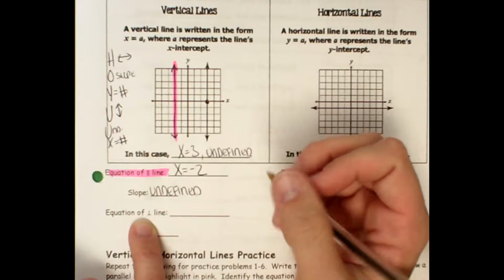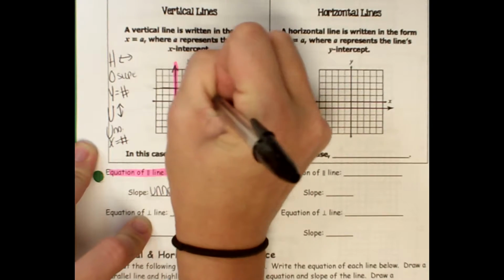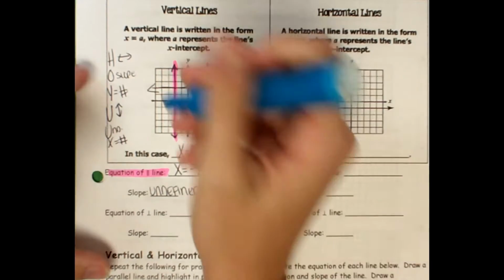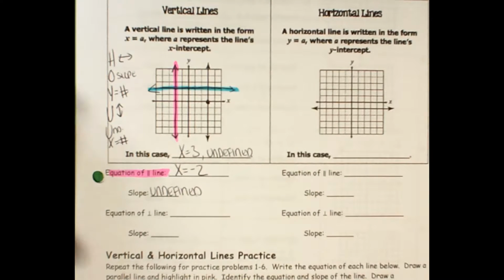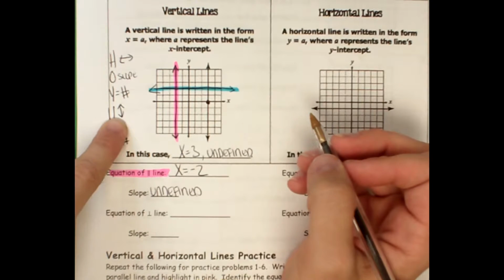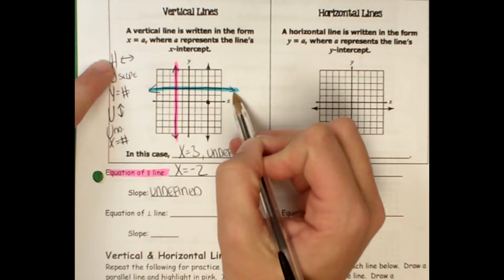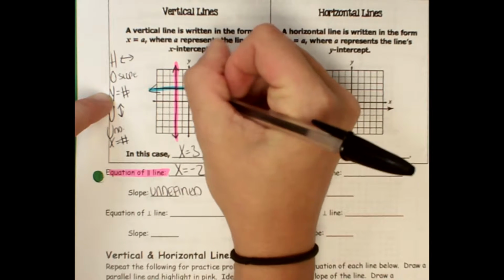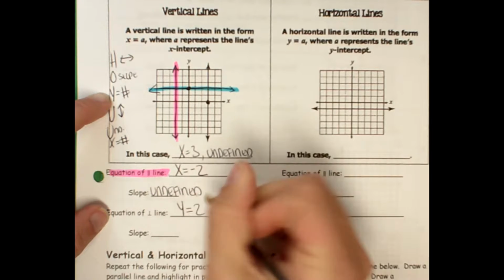So what about a perpendicular line? We'll draw a perpendicular line to your vertical line. Then I'm going to highlight that one in blue. So there's my vertical line. Well, sorry, this is a horizontal line. I'm sorry. A horizontal line is going to be y equals a number. That's at y equals 2. So the equation of my line is y equals 2.